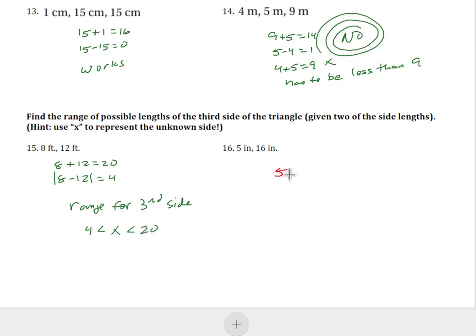Looking at 15, another thing that we can do to find the range of values for the third side is look at the sum and the difference of the two sides that they give us. So the remaining third side has to be less than 20 because that's the two added together, and greater than 4 because that's the difference of the two.